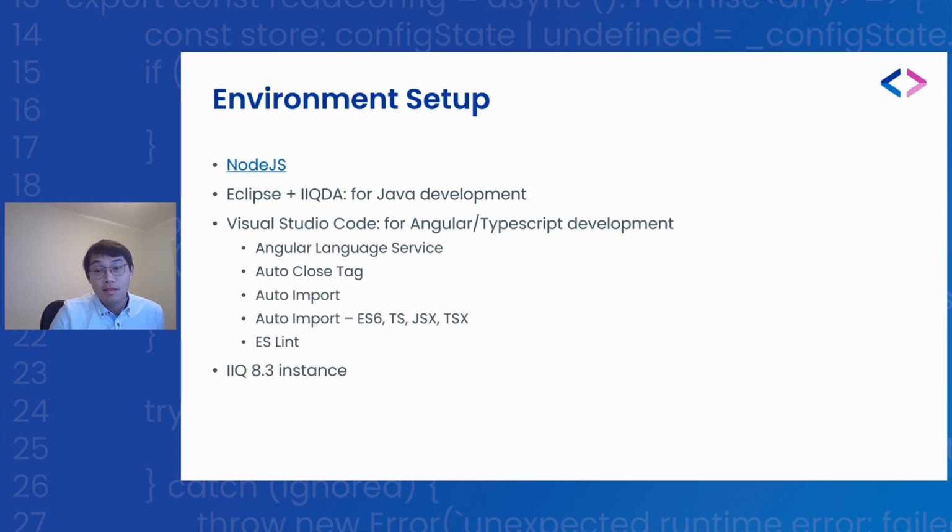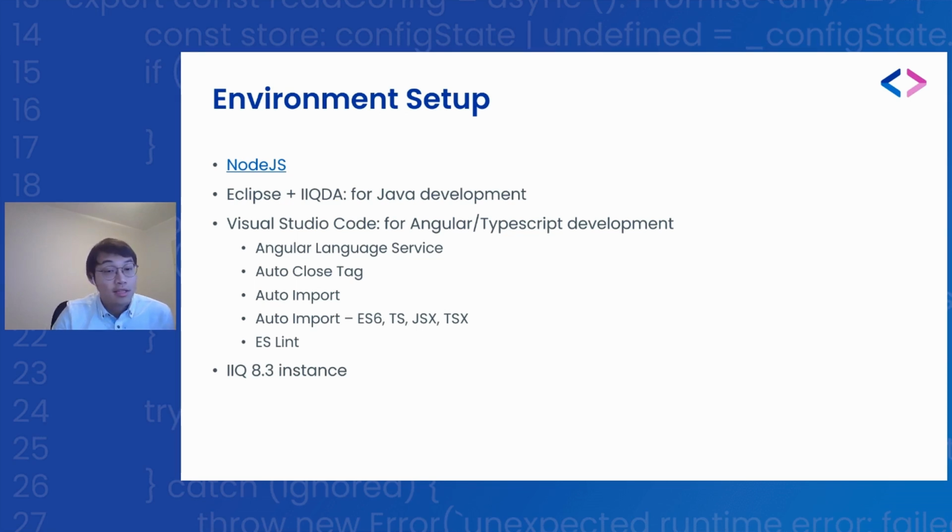Environment setup. First, we'll need to install Node.js. Node.js is a backend JavaScript runtime environment that runs on the Google V8 JavaScript engine. It can execute JavaScript code outside of a web browser. Second, here I mainly use Eclipse for backend Java development. Third, I use VS Code mainly for the front-end Angular TypeScript development.